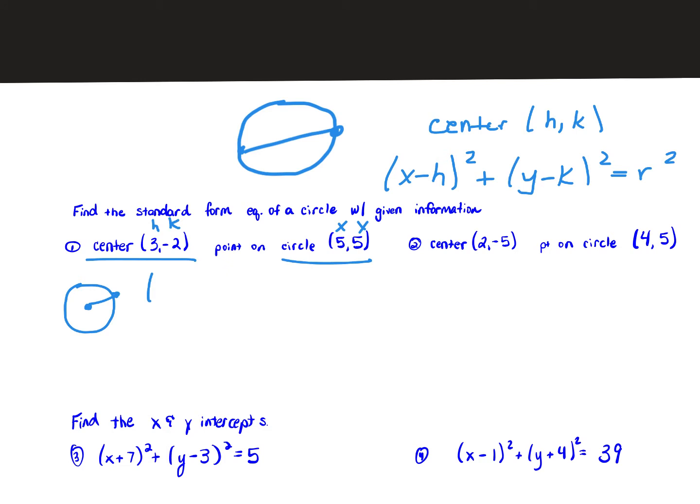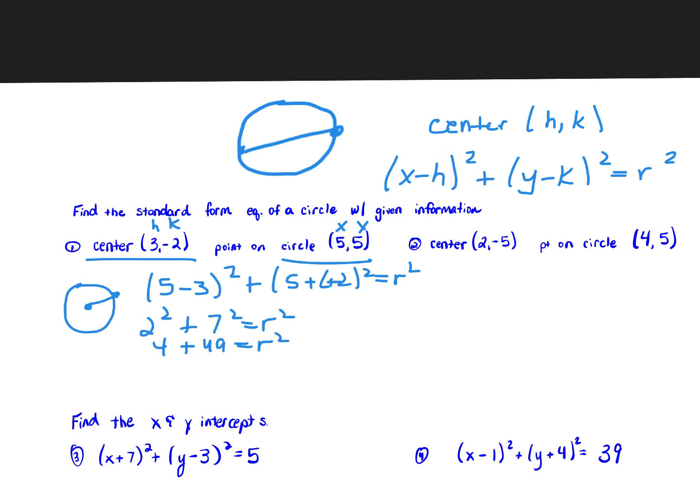So you would say (5 - 3)^2 + (5 - (-2))^2 = r^2. 5 minus 3 is 2 squared, plus 5 minus negative 2, same as plus, so 7 squared equals r squared. 4 plus 49 equals r squared. 49 and 4 is 53. So r equals the square root of 53. It's not plus or minus, it's just the square root of 53 because we're talking about a length. 53 does not break down, so we can just leave it as the square root of 53.